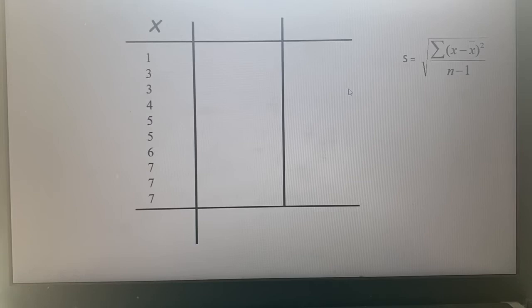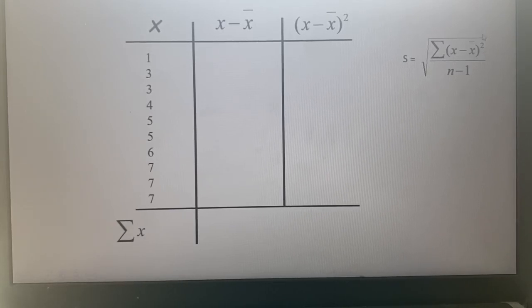Then from each of those values, we're going to subtract the mean. That's where the X minus X bar comes from, so that's our second column. We subtract the mean from each value individually. Then in the third column, we take whatever value we get and square it. We need to work our way through this table, and it's not a quick process. You just have to take your time and work through it.